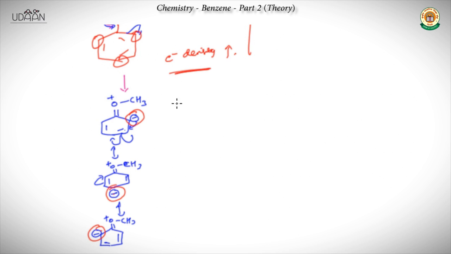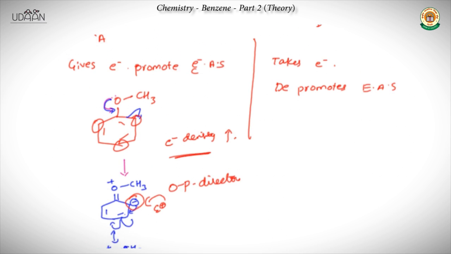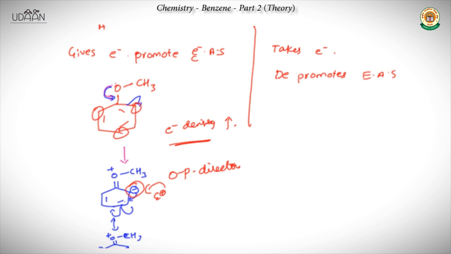So these are called ortho-para directors. Since electron density is more here, it is more possible for an electrophile to attack on this place. So if an electrophile is there, it can approach easily at this side because of more negative charge. Now let's see the case for ring deactivators.